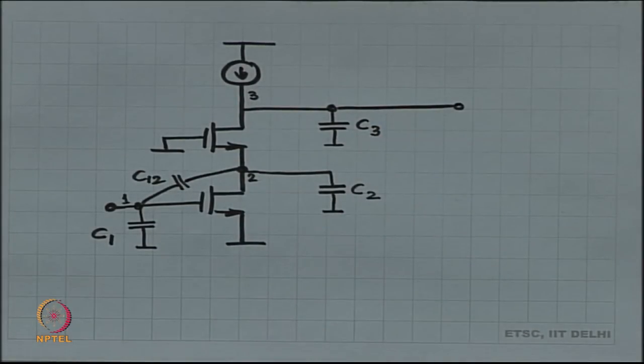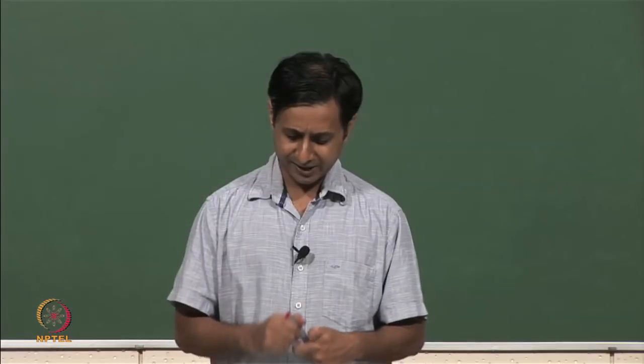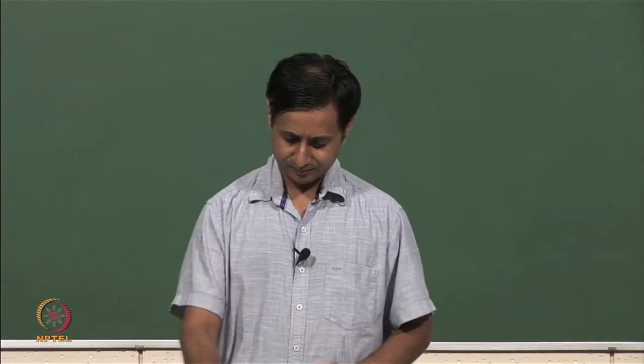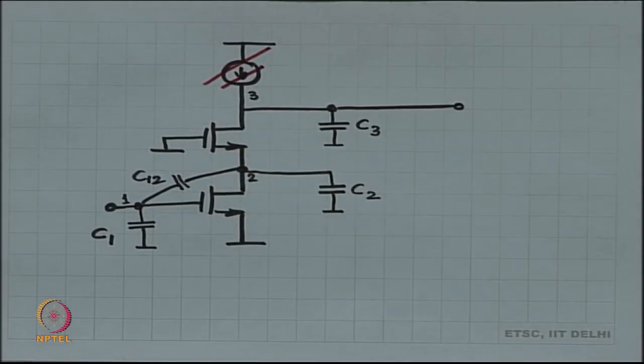I already have the DC expressions. Now, what do I have to do? I have to do my same two experiments. One is the short circuit current and the second is the output impedance. By the way, this current source is not there. In the AC small signal, this DC current source can be thrown out.